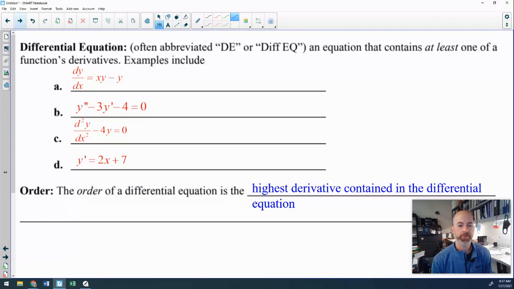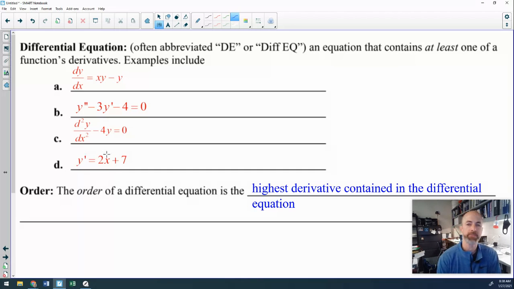So let's talk about differential equations. You often hear them abbreviated or see it abbreviated as DE or diffeq, but it is simply an equation that contains one derivative, so it's a very appropriate name. And these are four examples right here. You'll notice that each one of these has at least one. Some of them, like option B here, have two derivatives, y double prime and y prime. They do not have to have the original function. So some of these actually have y, which would be the original. Some of them don't, but they have to have at least one derivative.